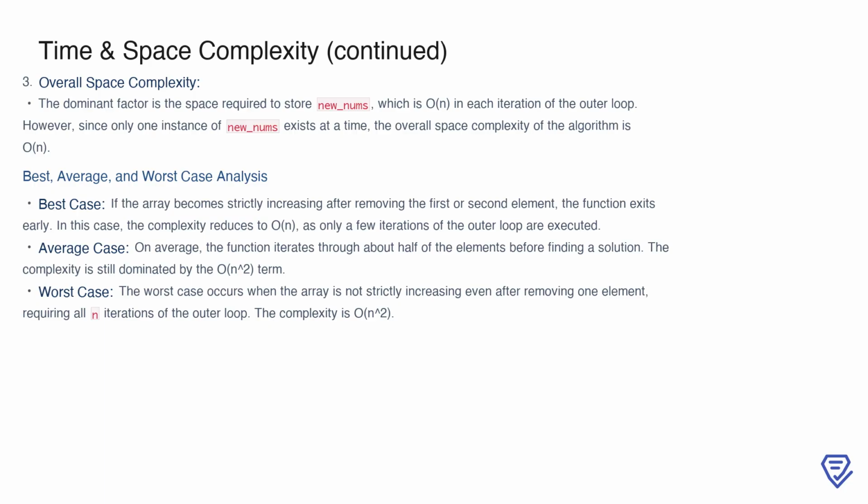Now let's explore the best, average, and worst-case scenarios for this algorithm. In the best case, the array becomes strictly increasing after removing the first or second element, allowing the function to exit early. This reduces the time complexity to O(n), as only a small number of iterations are executed. In the average case, the function typically evaluates about half of the elements before finding a solution. Despite this, the n squared term still dominates. Finally, in the worst case, the array cannot be made strictly increasing by removing any single element, forcing all n iterations of the outer loop to execute. Here, the time complexity remains O(n squared).